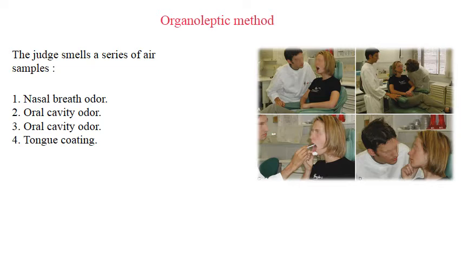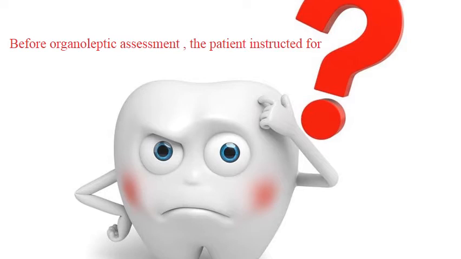Fourth, tongue coating. The judge smells a tongue scraping from the posterior part of the tongue, obtained with an odorless plastic spoon, at a distance of about 5 centimeters from his or her nose. This odor resembles that emanating from the posterior surface of the tongue. Before organoleptic assessment, the patient is instructed to avoid any onion, garlic, and any fibrous food or liquid for about 48 hours. Also, avoid oral hygiene measures for 8 hours in order to provide accurate diagnosis.